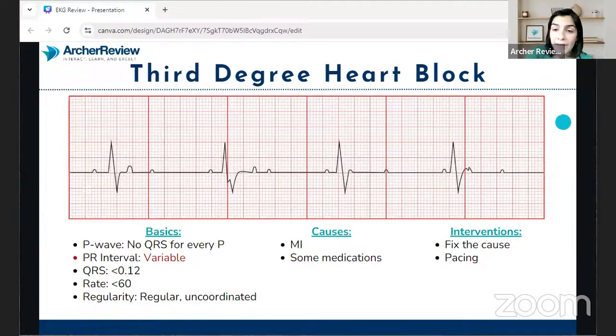This is very high risk for progressing into cardiac arrest. So we definitely want to make sure we're temporary pacing these patients until we can get a permanent pacemaker placed. And we want to definitely have cardiology evaluate the underlying cause of these patients. And our goal is to prevent third-degree heart block, especially in that second-degree type 2 patient.